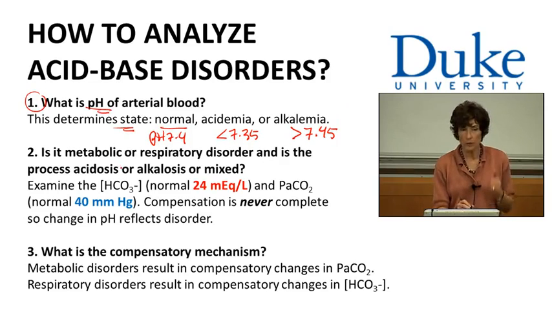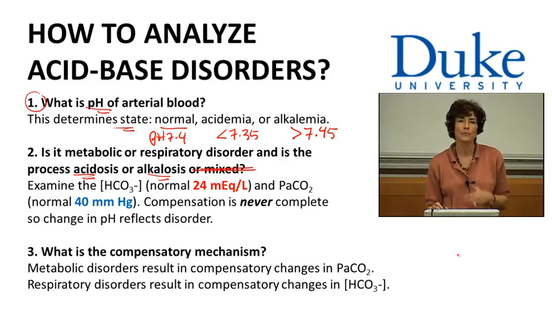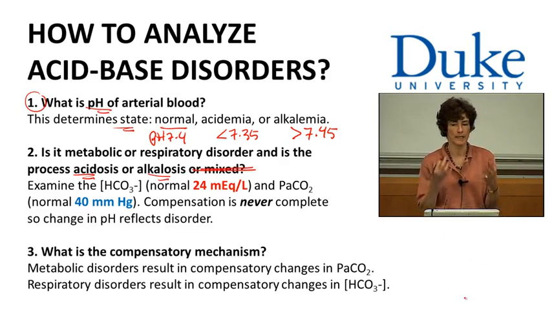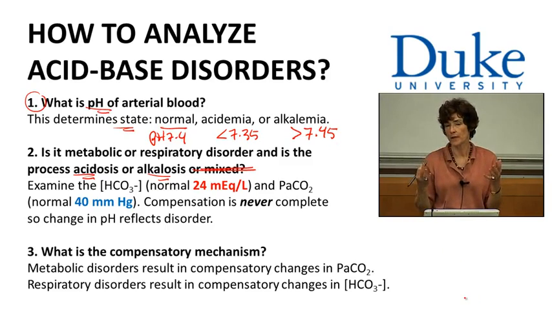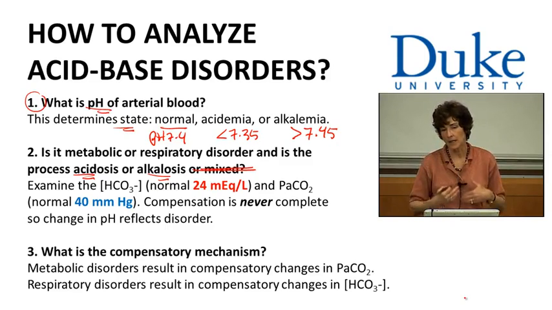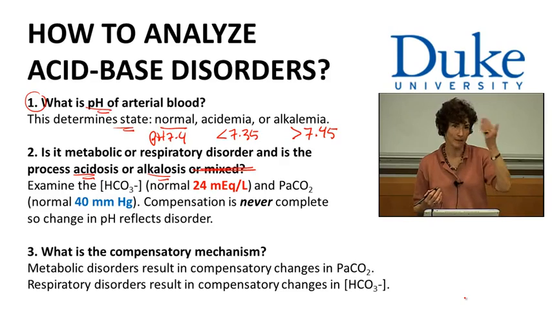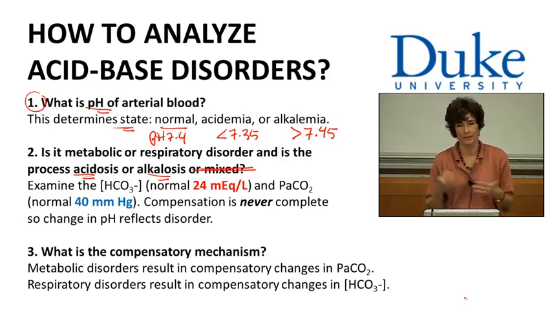The second is you want to know, is it metabolic or is it respiratory? That's the underlying cause. And you want to know, is it an acidosis or an alkalosis? And in this particular class, we're not going to deal with mixed disorders. Mixed would be an individual who is retaining CO2 because he has emphysema, so he's not ventilating his CO2 adequately, and at the same time he's vomiting, so he's losing protons, and he can have a neutral pH. But he's got two different disorders going on. In this particular class, we're not going to deal with a mixed disorder.